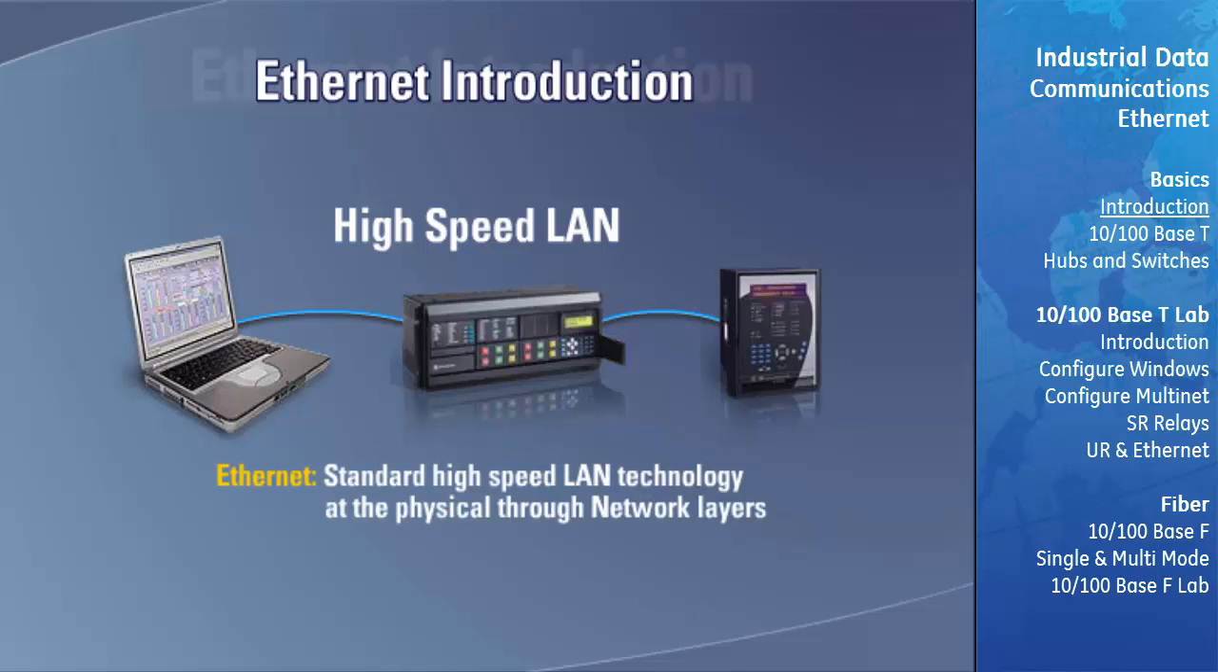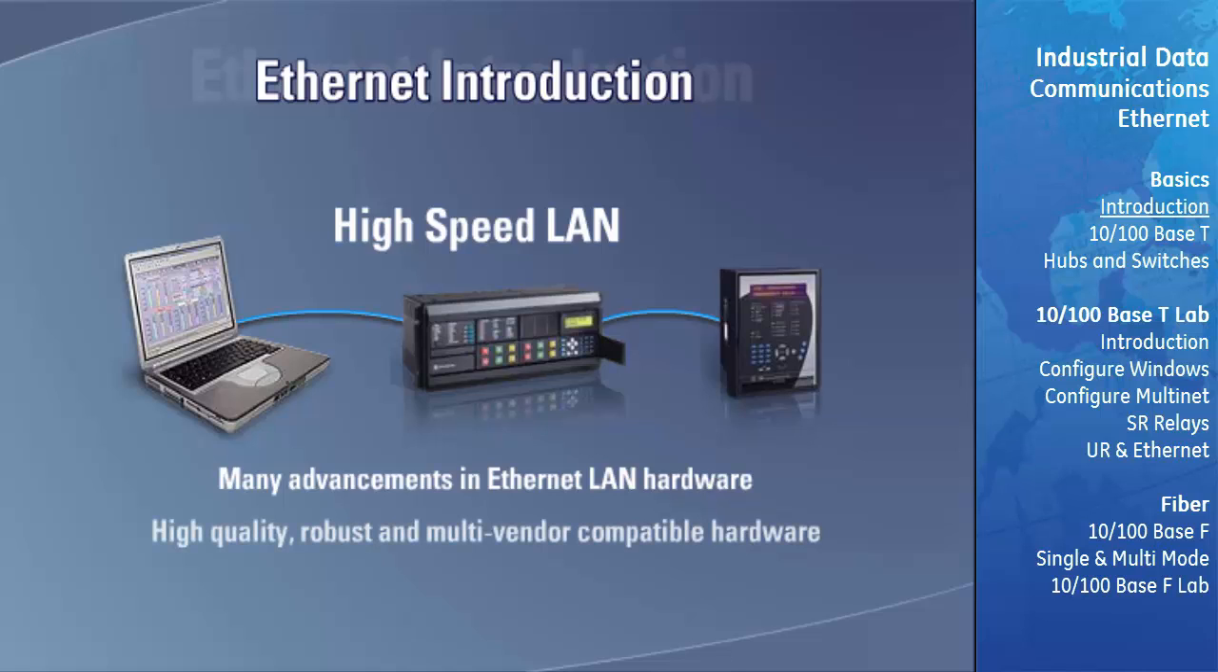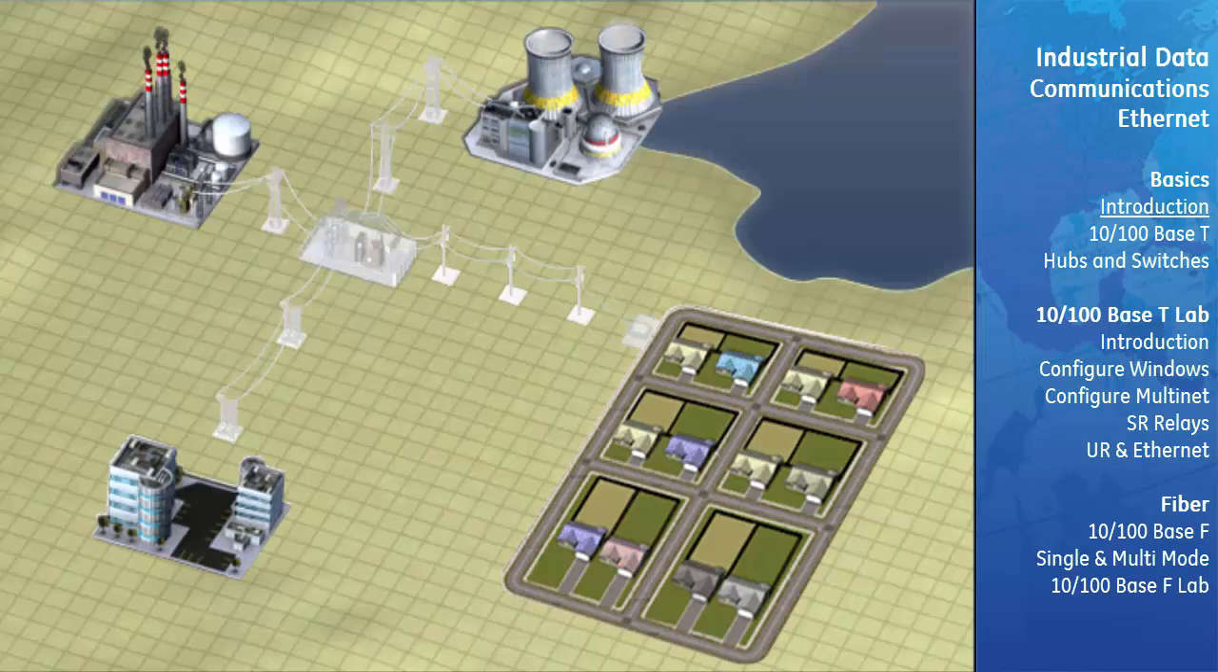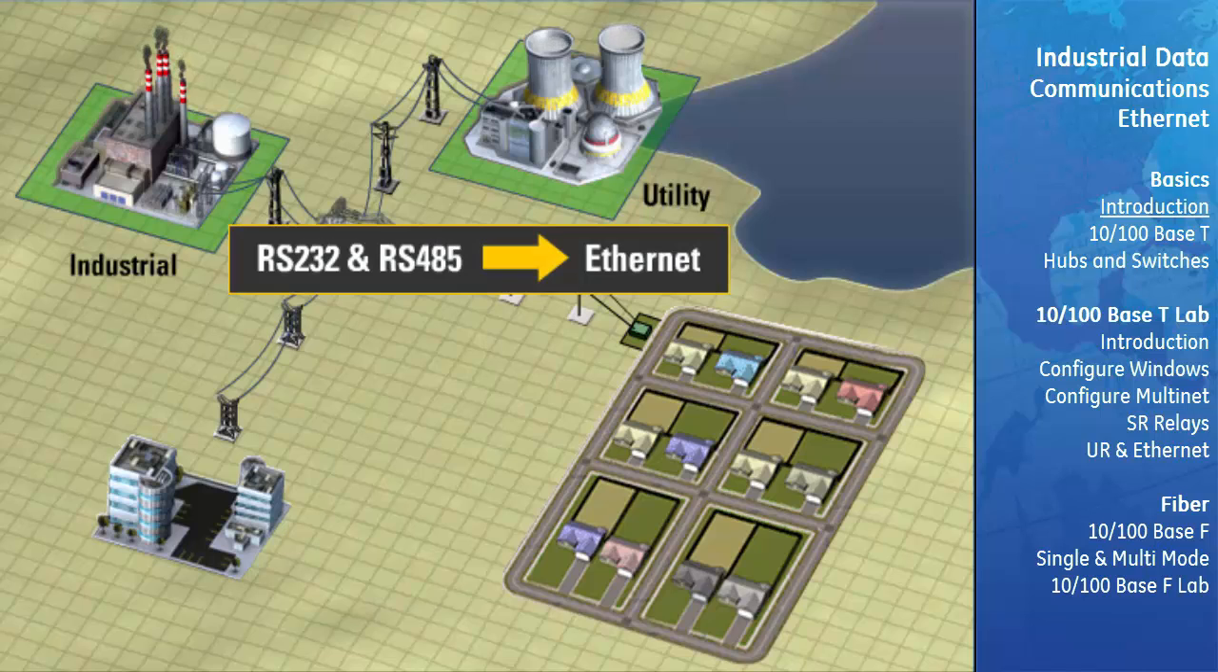It's also generally accepted that Ethernet is the standard high-speed LAN technology at the physical through network layers. Over the past decade, there have been many advancements in Ethernet LAN hardware, resulting in high-quality, robust, and multi-vendor compatible hardware, readily available almost anywhere in the world at relatively low cost. It then follows that larger industrial and utility power applications have already migrated from older proprietary RS-232 and RS-485-based LAN technology to Ethernet, or are in the process of doing so.